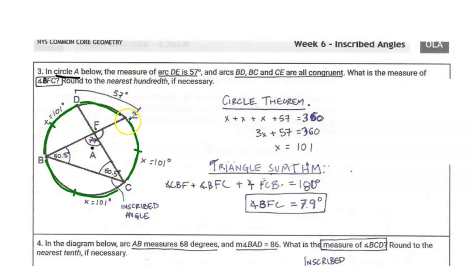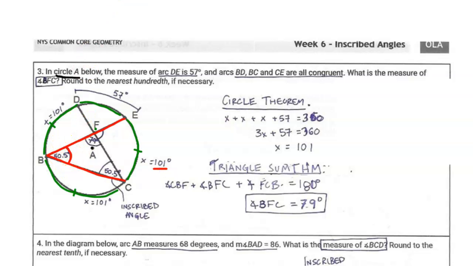Whoops, can't believe that just happened. Let me outline it one more time. So since you see this inscribed angle, which has its vertex on the edge of the circle, this angle is going to be half as big as this arc. So if this is 101, this is 50.5. Yes, it's okay to have decimals.